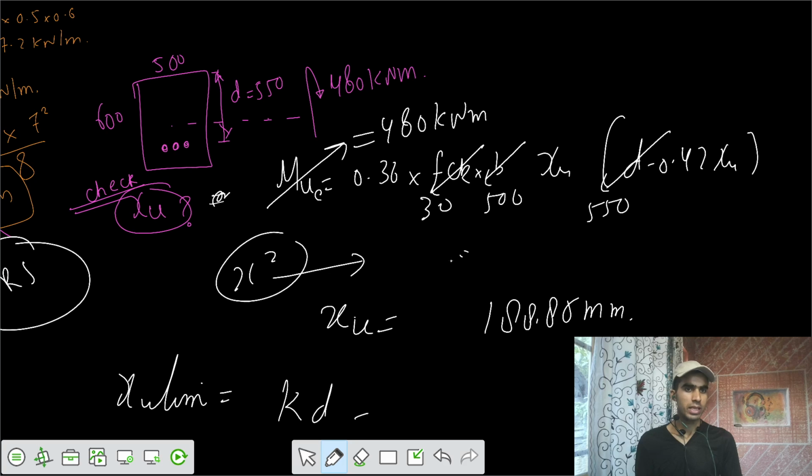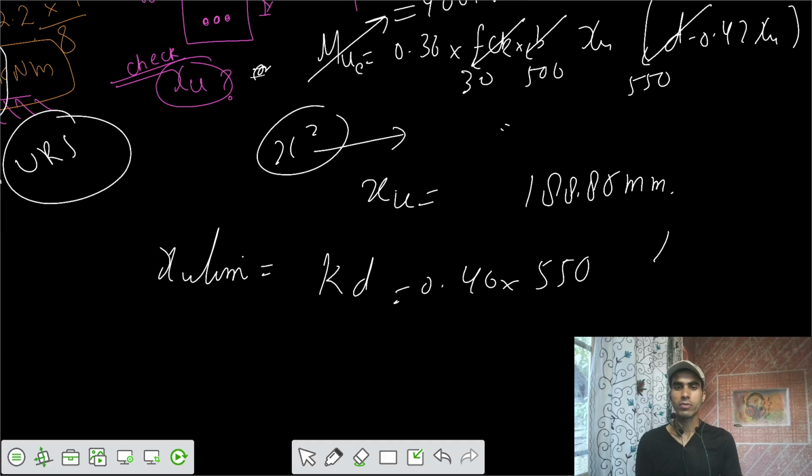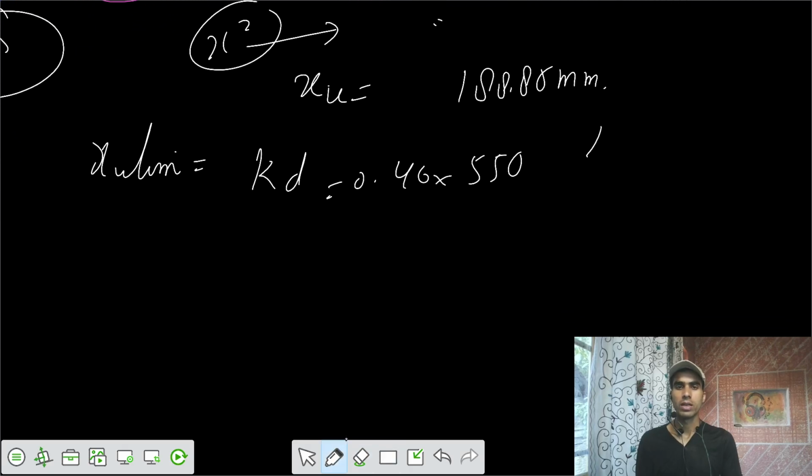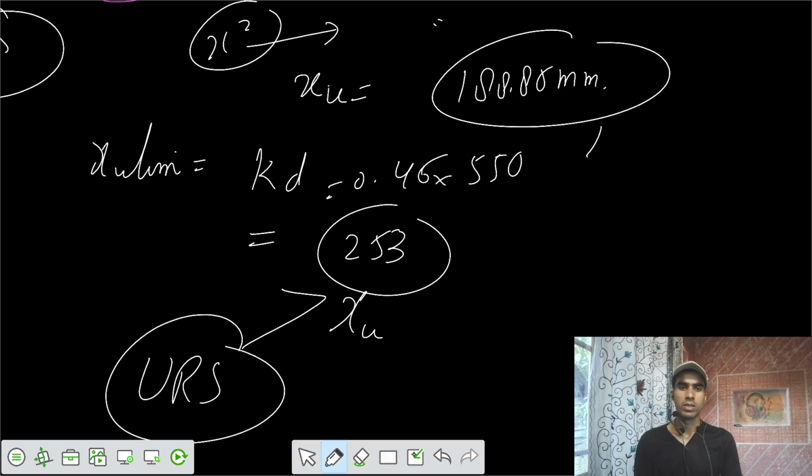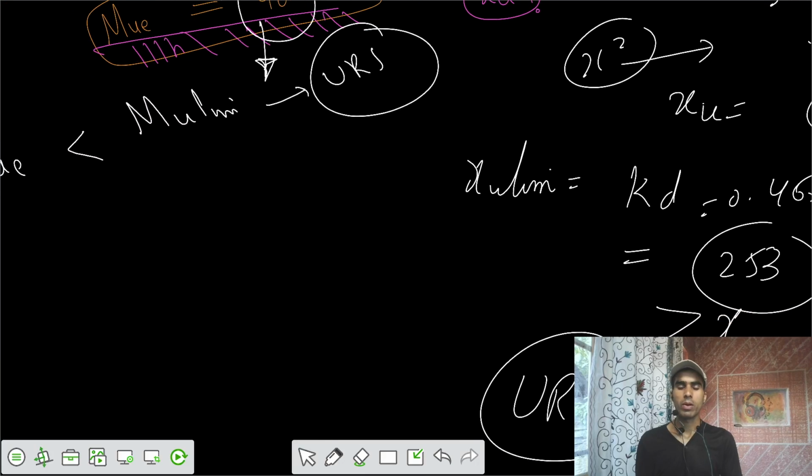Then if I say what is the Xu limiting we have, that is k times d, that is 0.46 times 550. For Fe 500 we have k equals 0.46, and finally your limiting neutral axis location is 253, which is greater than Xu, so under reinforced section. So that's proof by both the things. This one is ensuring under reinforced, this one is also ensuring under reinforced. So this is one more check there.